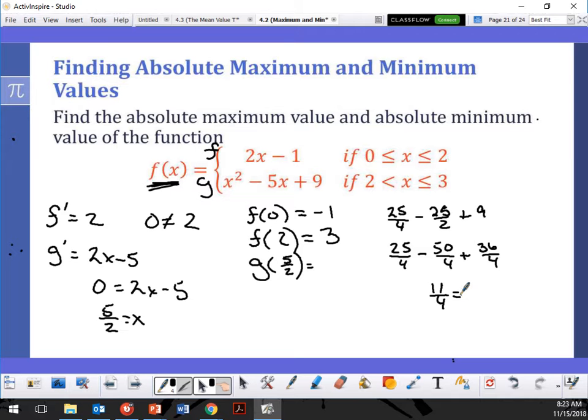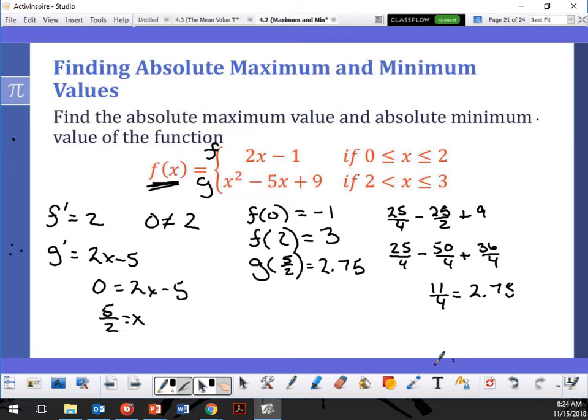So 11 over 4. Give me a decimal approximation of that. 11 over 4 is what? 2.75. Right? So there we go, 2.75. All right, that's not too bad, right? Okay, I got that one.